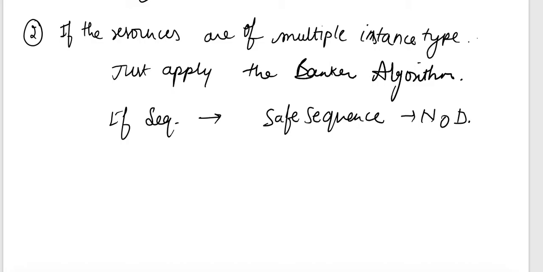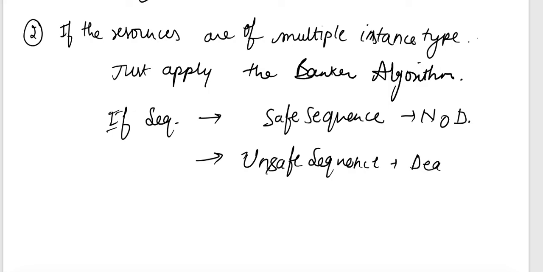Okay, now if the sequence is an unsafe sequence, what is a safe sequence, what is an unsafe sequence? See, this is the sequence in which we are going to run the processes based on the resources which they have asked for or which they want for their execution. And if we won't be able to provide the resources, then it becomes an unsafe sequence. Got it? So we can say that deadlock will appear.